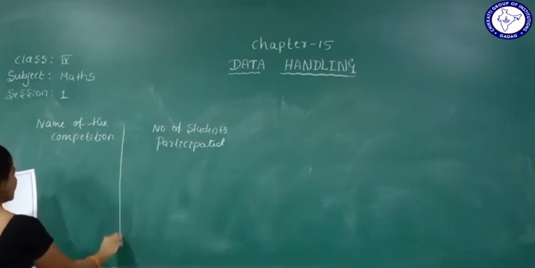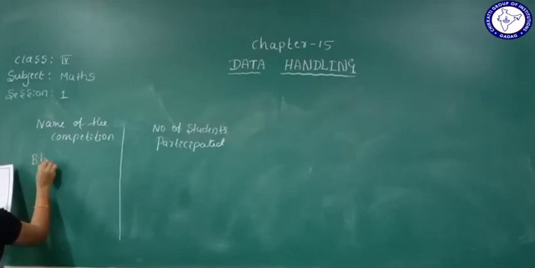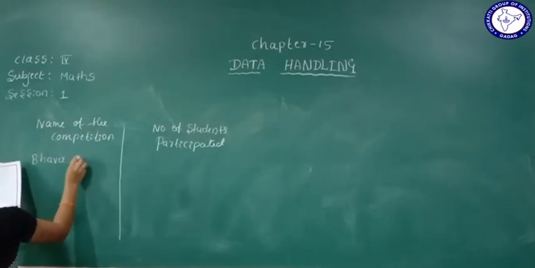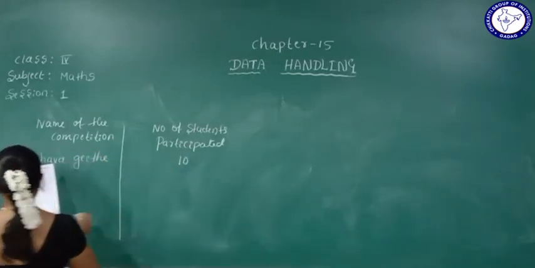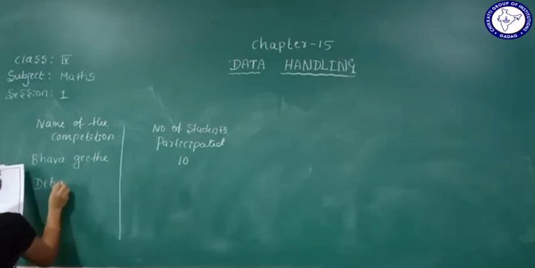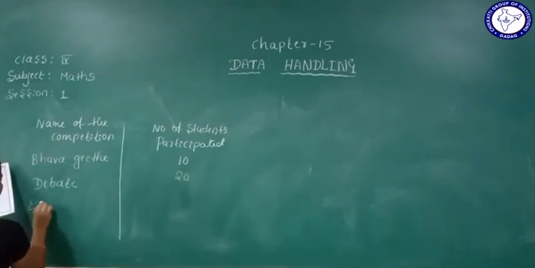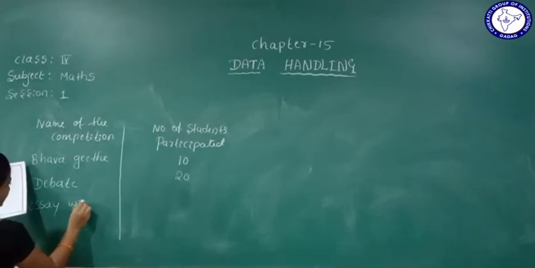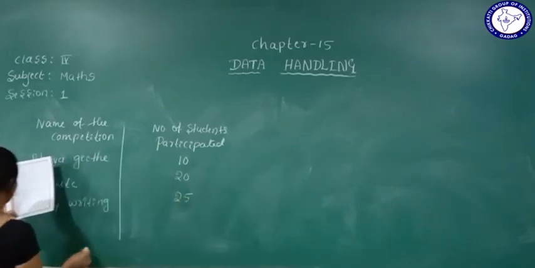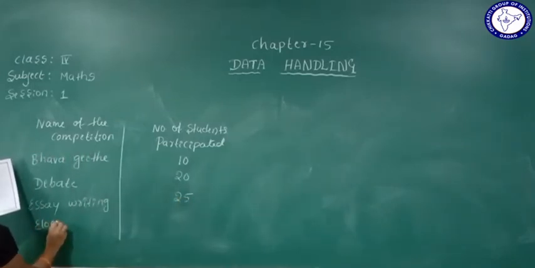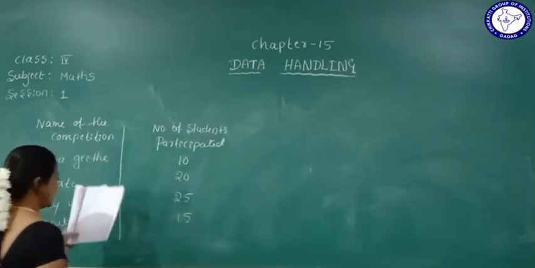So the chart is: name of the competitions are Bhavagite, number of students 10. Debate, number of students 20. Essay writing, number of students 25. Elocution, number of students 15. Okay, this is the chart.